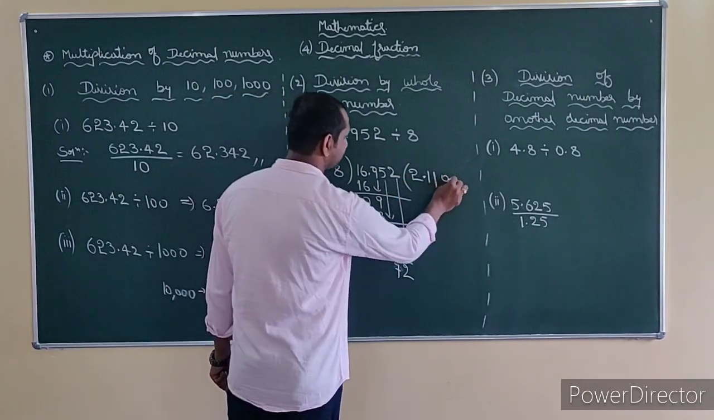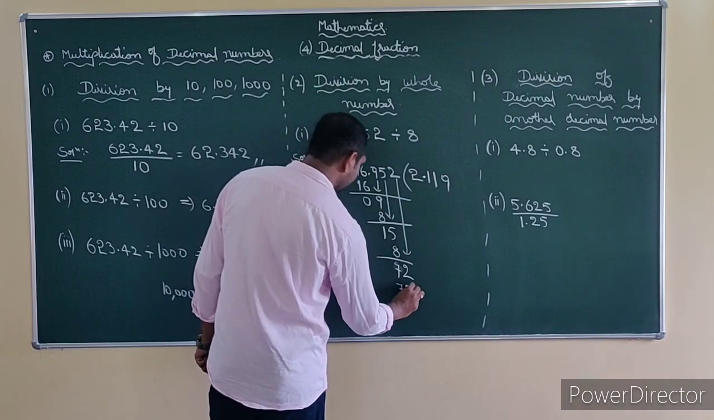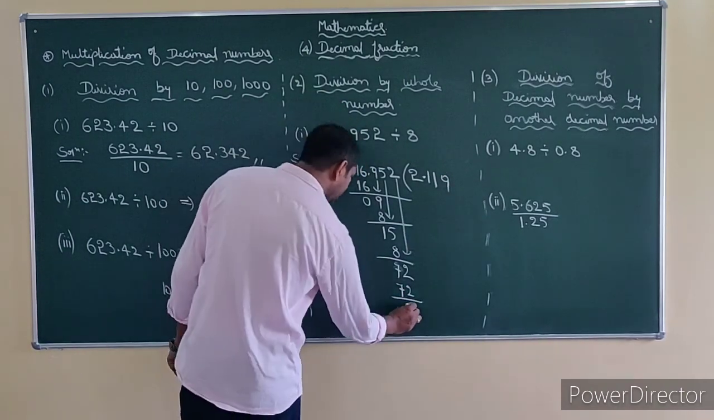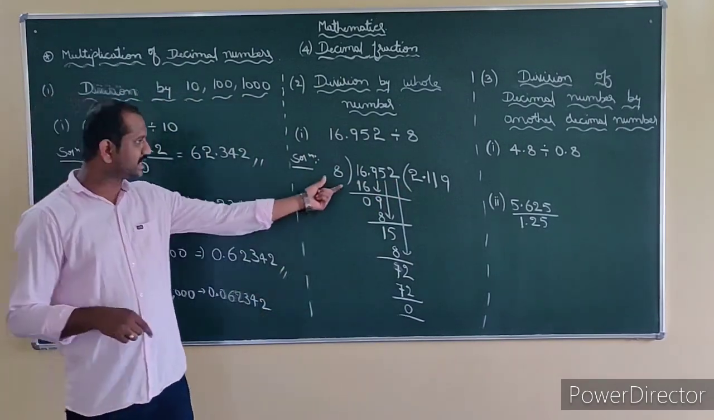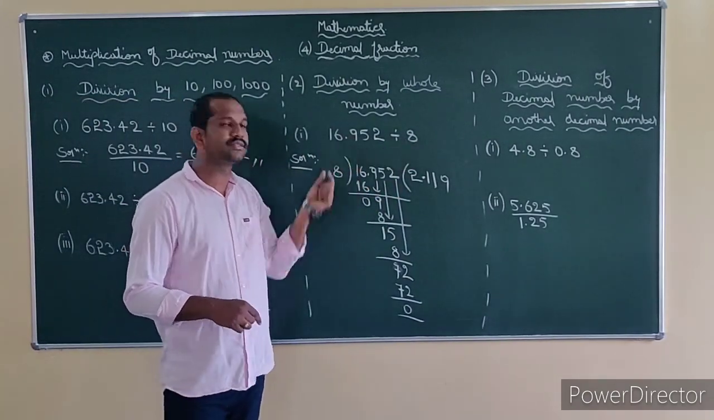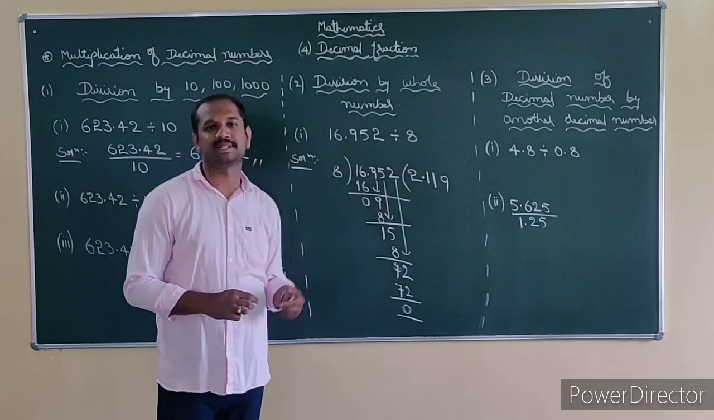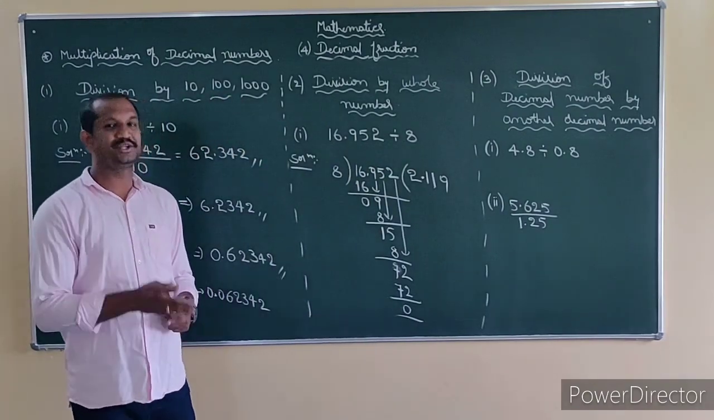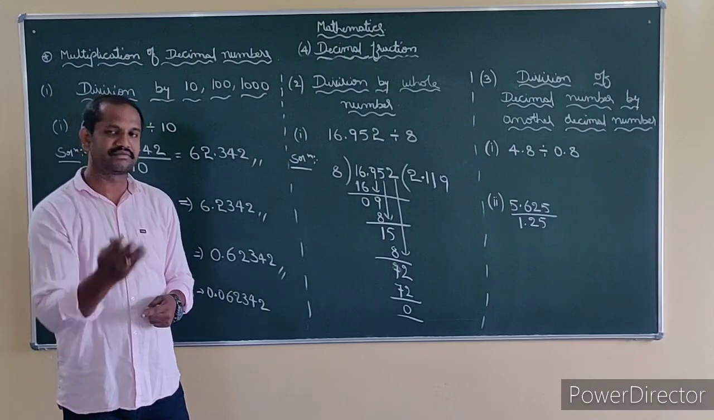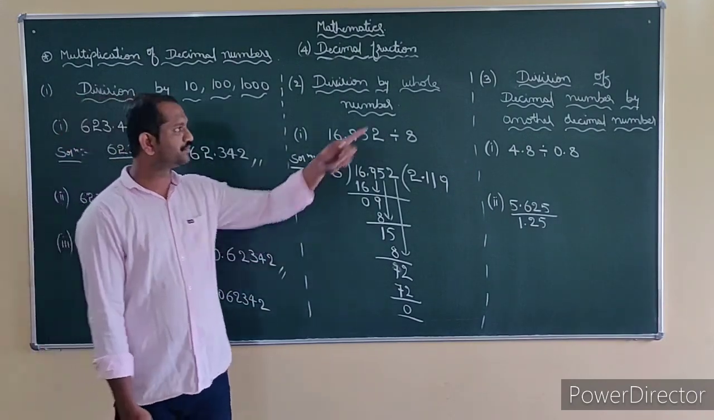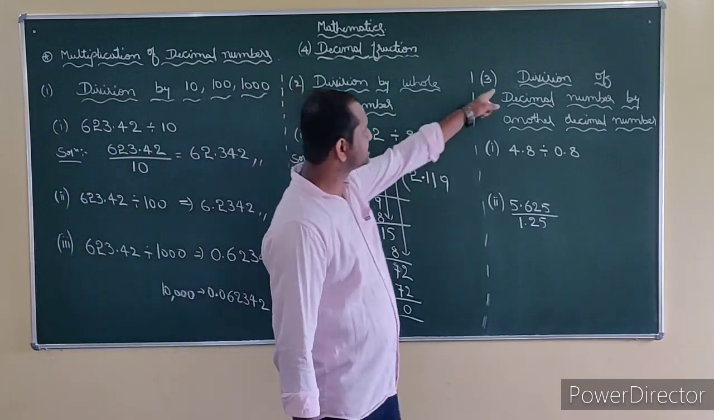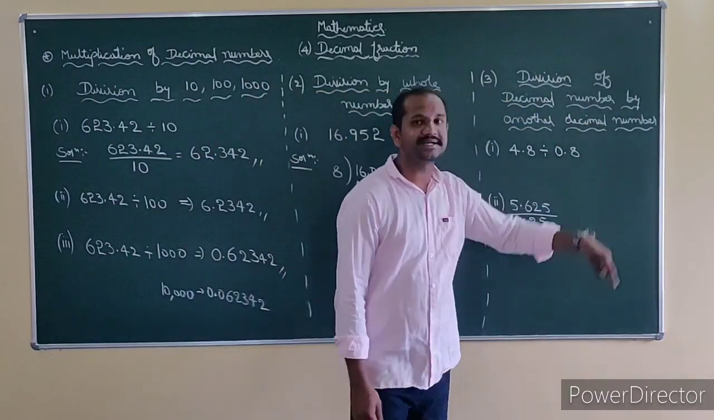So 8 nines are 72. I have the answer 2.119. You can follow this method. You might have done this in the 5th or 6th standard onwards, so the same way I am repeating it to you. Next we have one more method, that is division of a decimal number by another decimal number.